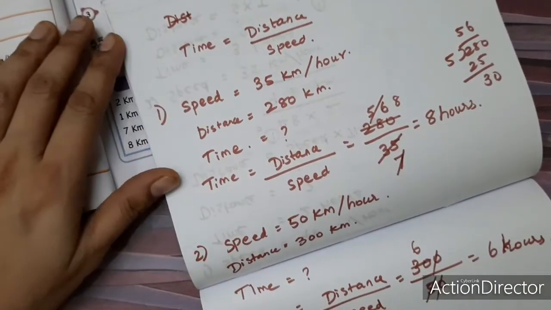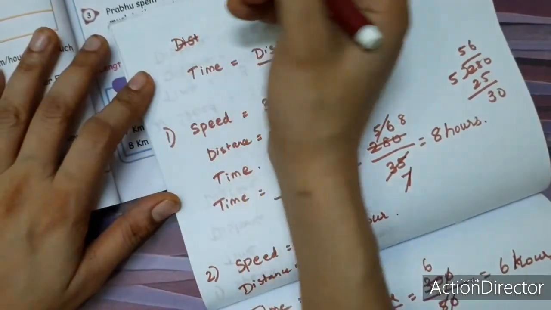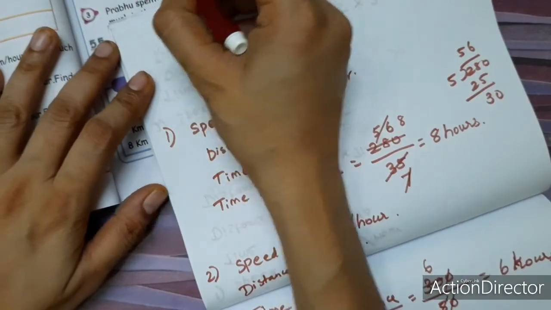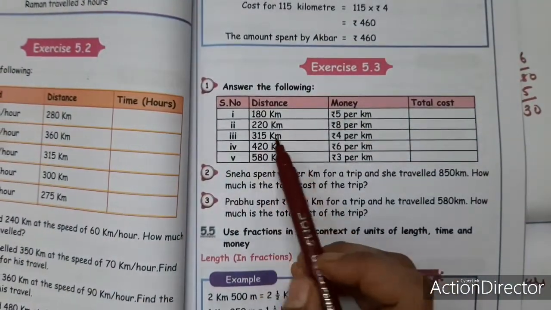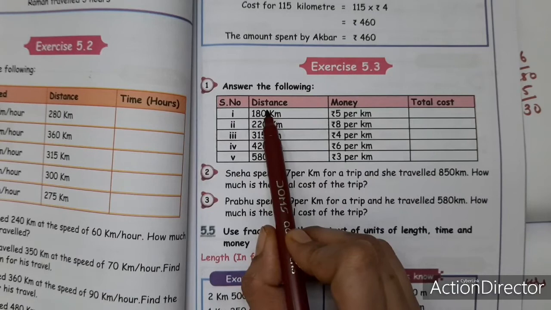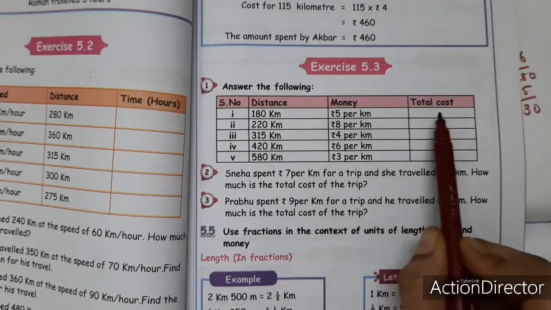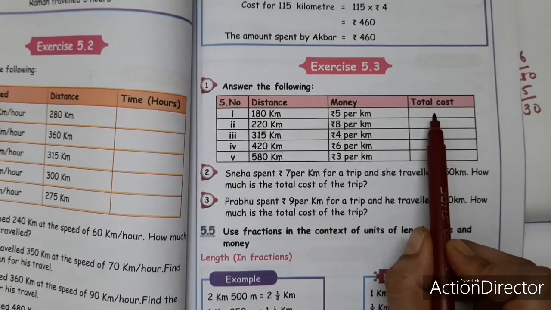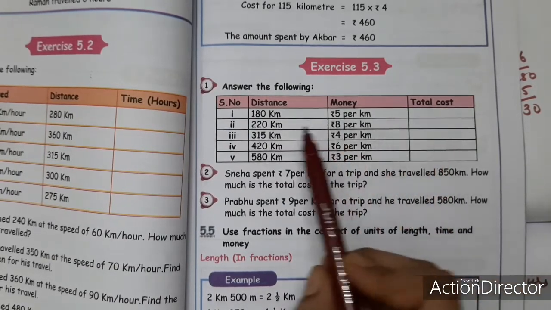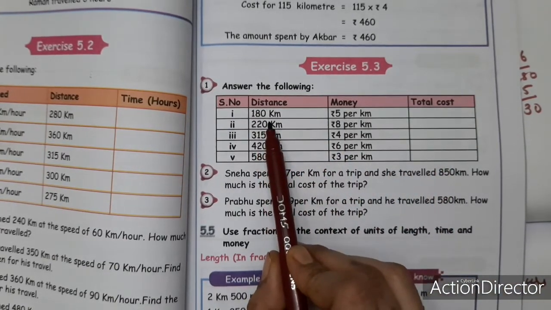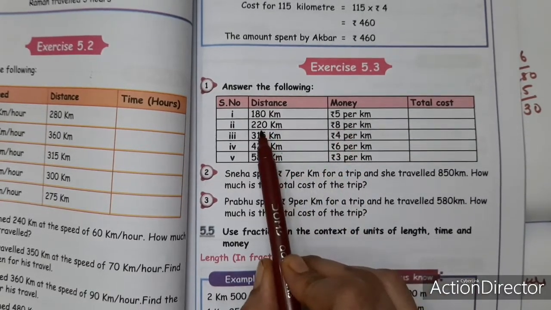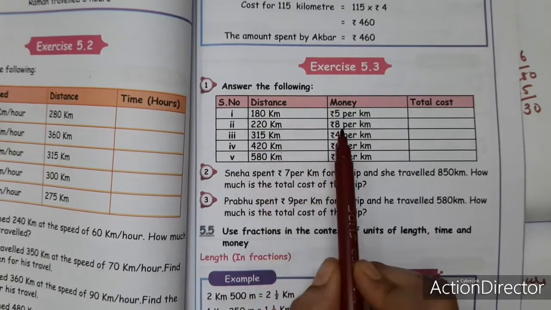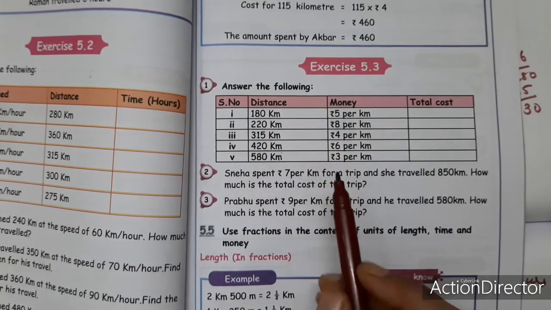That is, they have given the distance, they have given the money, and they have asked to find the total cost. What is that? Total cost. So distance is 180 kilometer. 1 kilometer it is 5 rupees. For 180 kilometer, what is that? 180 into 5. So it is a similar concept.